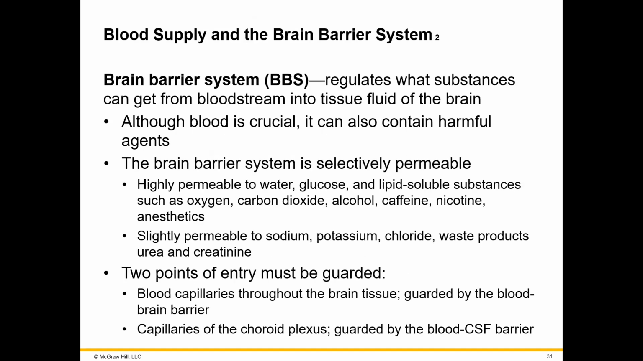So the blood-brain barrier system regulates what substances get from the bloodstream into the tissue fluid. That's why, in cancer chemotherapy, there's a challenge.